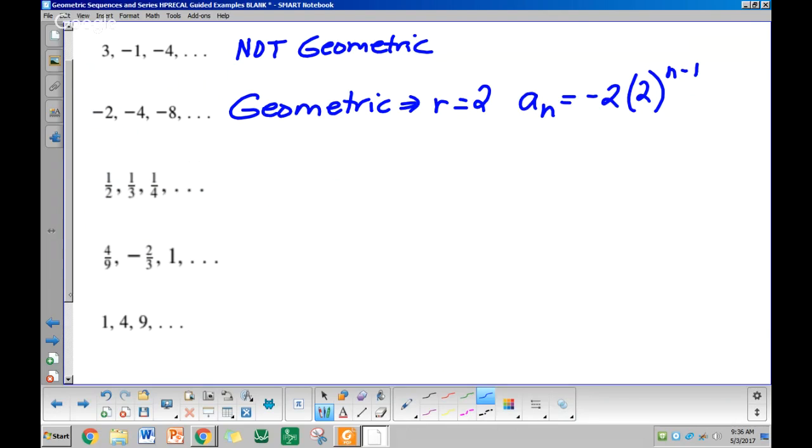Is 1/3 over 1/2 equal to 1/4 over 1/3? Guess what? The answer is no. So this one is not geometric. Even though it still has a pattern, doesn't it? I mean, you can tell me what the next one would be. 1/5, right? But that's not geometric.